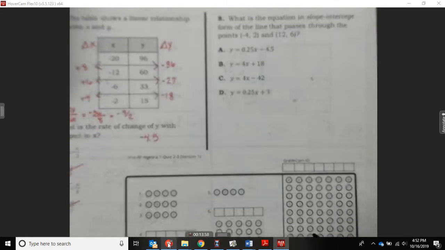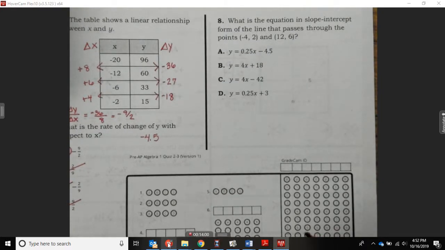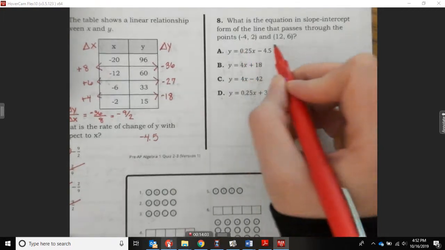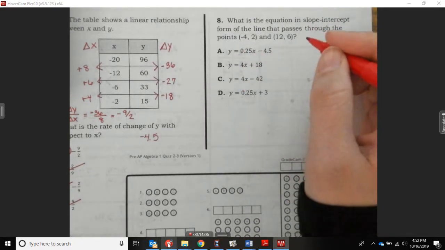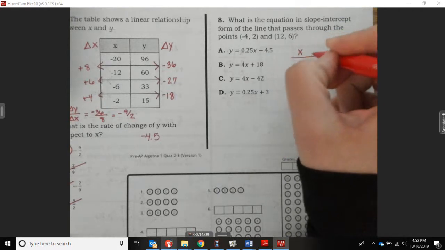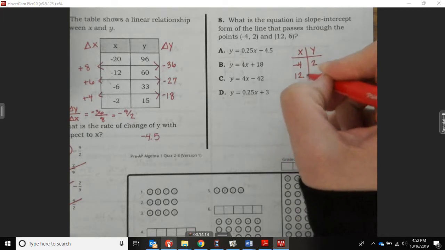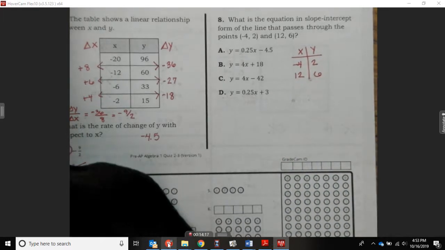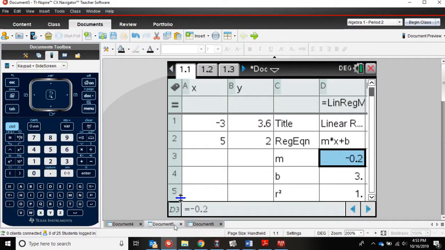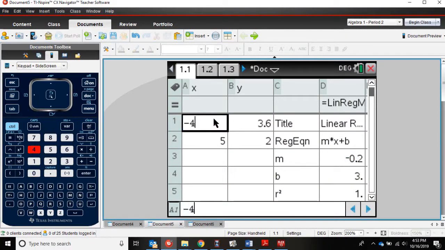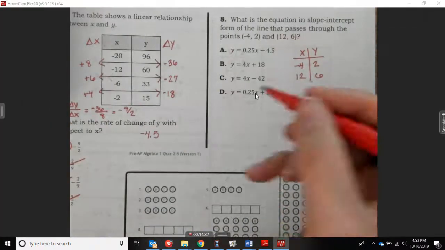All right, the last one. What is the equation in slope-intercept form of the line that passes through these points? So again, lots of options. At this point, though, I would hope that you would type them into a list and spreadsheet. -4, 2, 12, and 6. And then you would go to your table here, and I'm going to change these out. So I have -4, 12, and 2, and 6. And it tells me my slope is 0.25, and my y-intercept is 3. So if I use that information, my answer here is D.